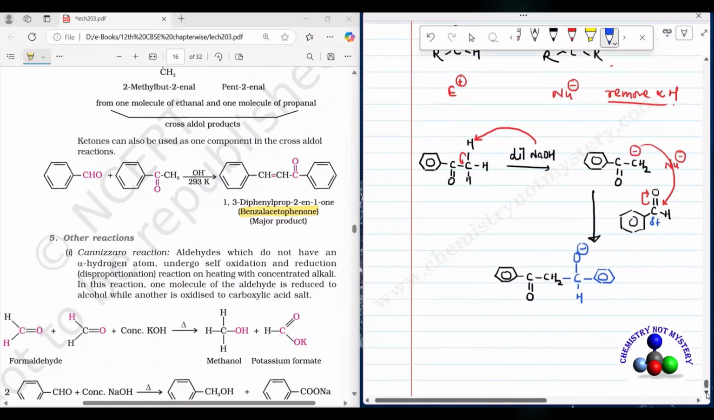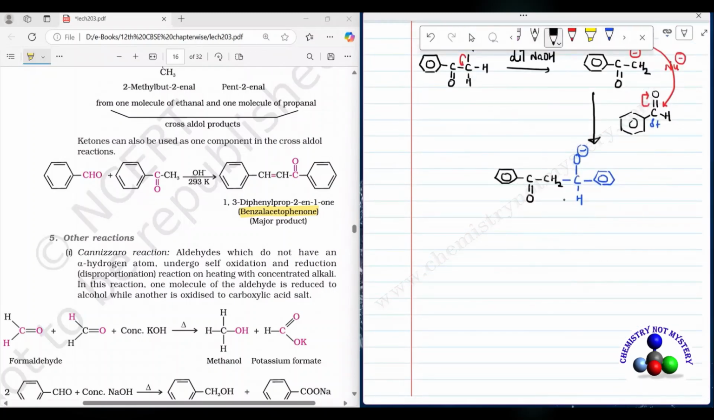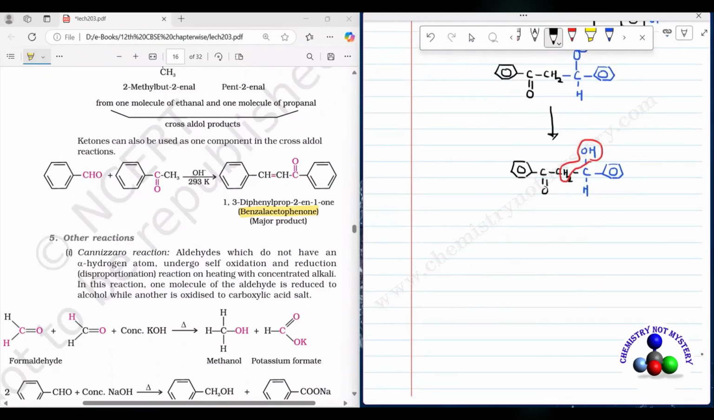Now when this molecule abstracts hydrogen from the reaction medium, so here you will get beta hydroxy ketone. This is CH2. Here this is COH, and here there is a benzene ring. So this is beta hydroxy ketone. Now when you remove water molecule from this molecule, so OH will be removed from this carbon and H will be removed from this carbon. So here double bond will be formed between these two carbons, and you will get the aldol condensation product.